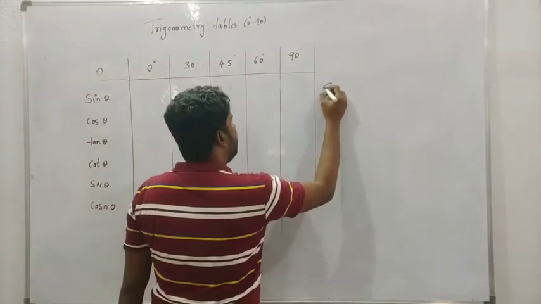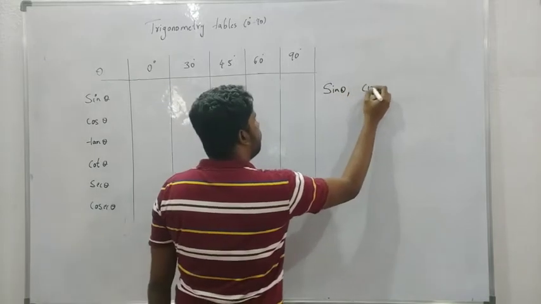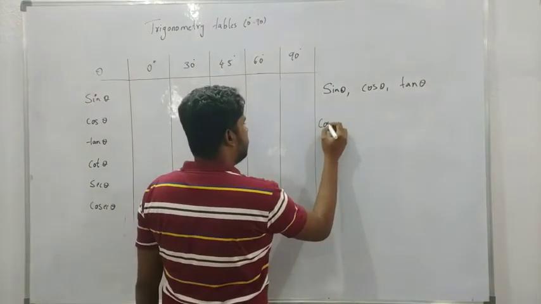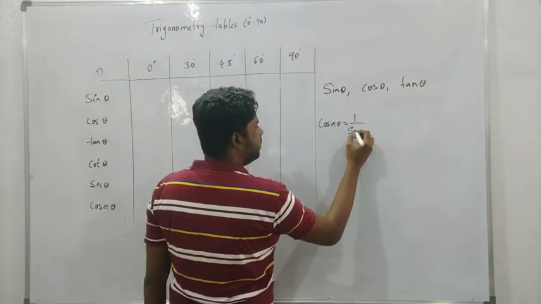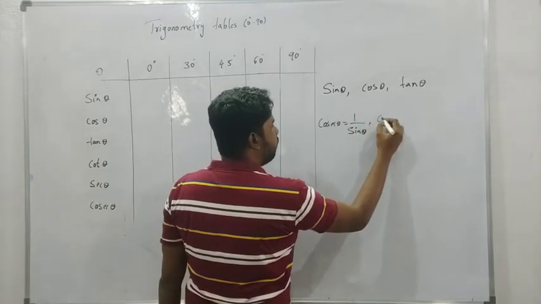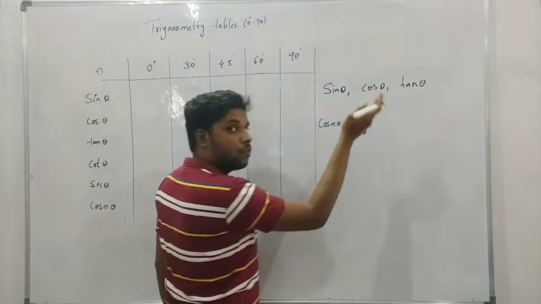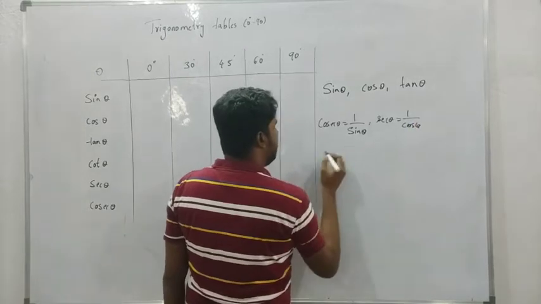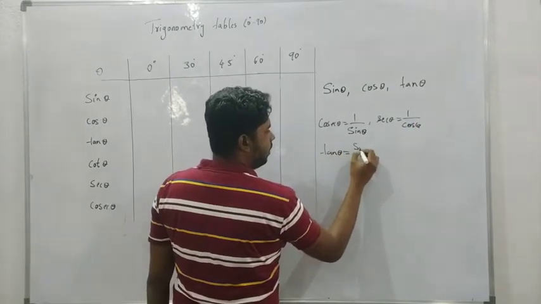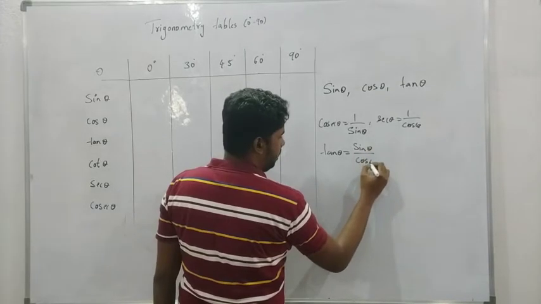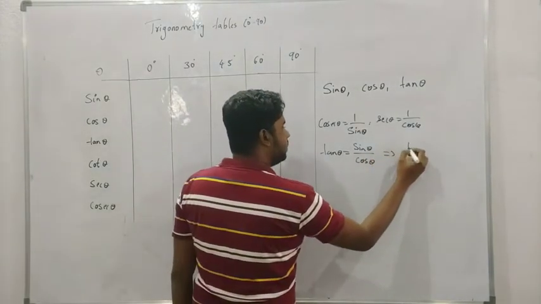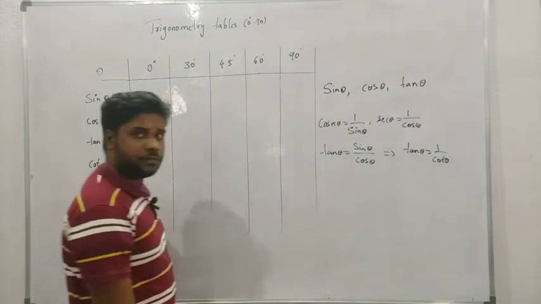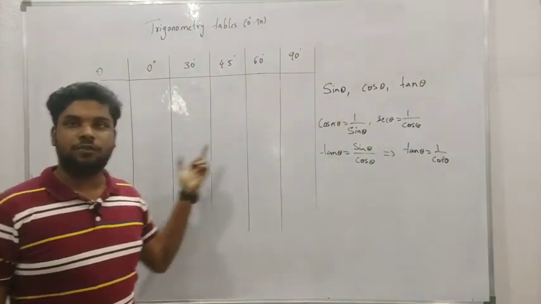We have 3 trigonometric ratios: sin theta, cos theta and tan theta. The reciprocal of sin theta is cosec theta, so I can write cosec theta as 1 by sin theta. Similarly, the reciprocal of cos theta is sec theta, so sec theta is equal to 1 by cos theta. Similarly tan theta, how can I write? Tan theta is the ratio of sin theta divided by cos theta. The reciprocal of tan theta is cot theta, so tan theta can be written as 1 by cot theta. By using this concept, we will try to solve this box.